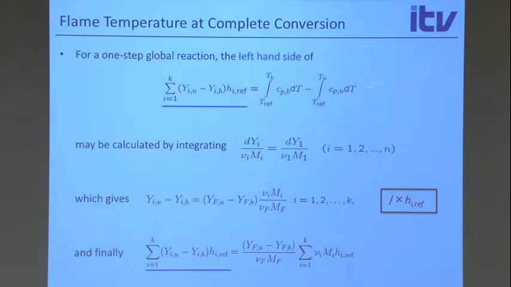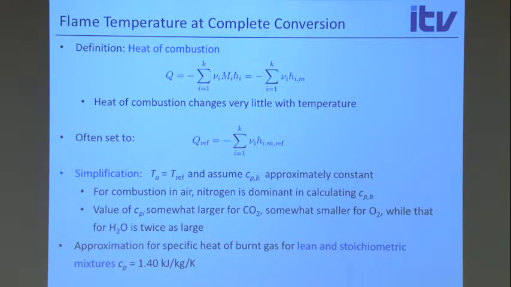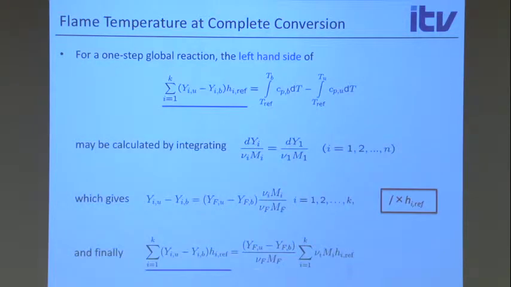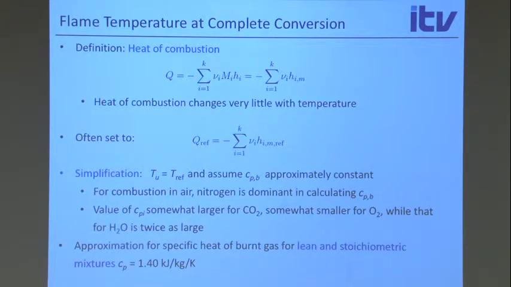Then the right-hand side, you see we have these integrals. But maybe first about this right-hand side here. We have this sum here. This sum, we call the heat of combustion. This is the heat that's released during combustion. This is a function of temperature also, but it turns out it doesn't depend very strongly on temperature. So very often we evaluate this just from the reference quantities. That's very good because the reference enthalpies I can just get from my table. So I can evaluate this very, very easily.